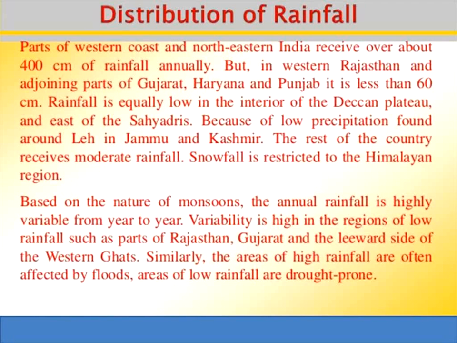Leeward side, just the opposite side of the mountain region. Similarly, the areas of high rainfall are often affected by floods. Areas of low rainfall are drought prone areas. That is what Rajasthan and all you can find. That is the thing.